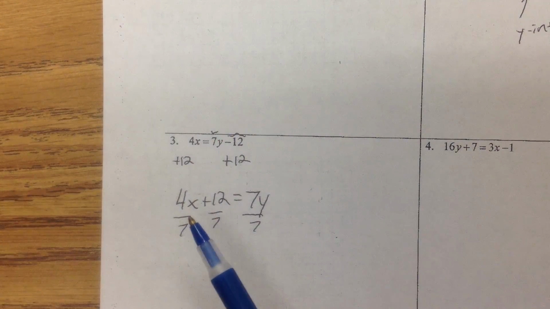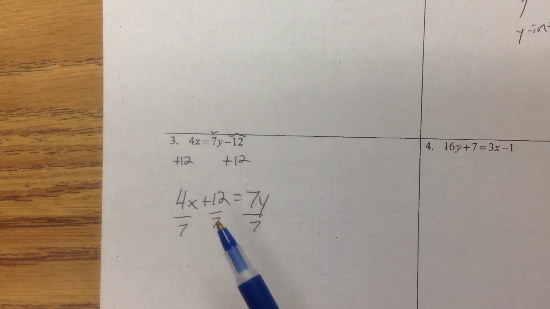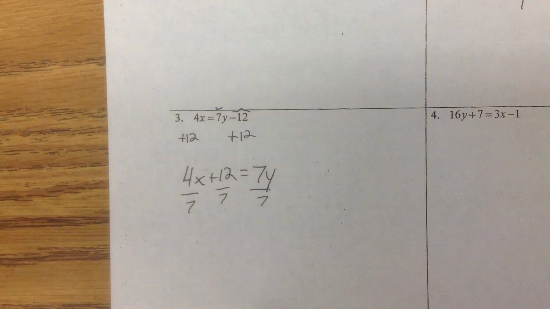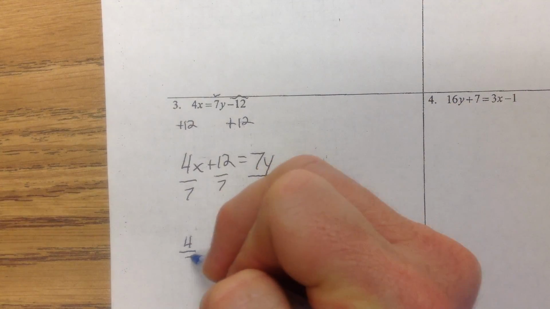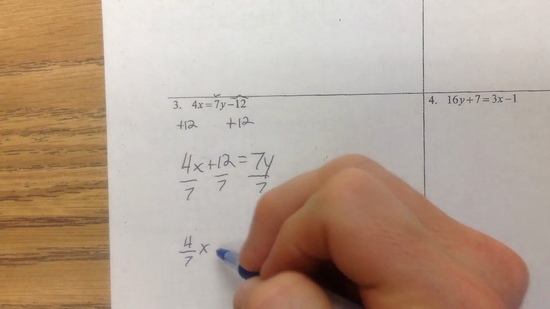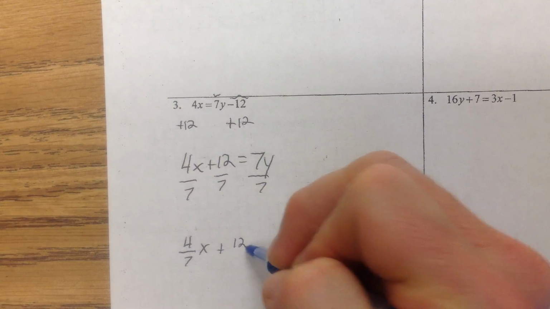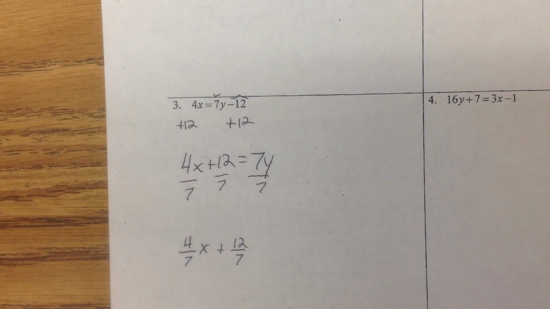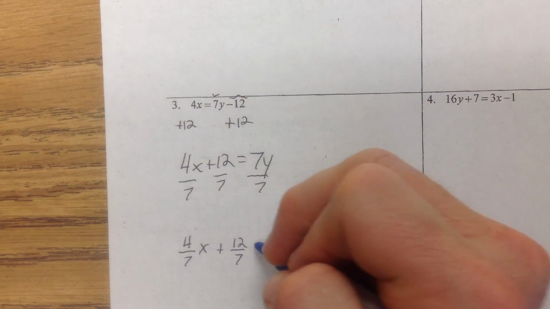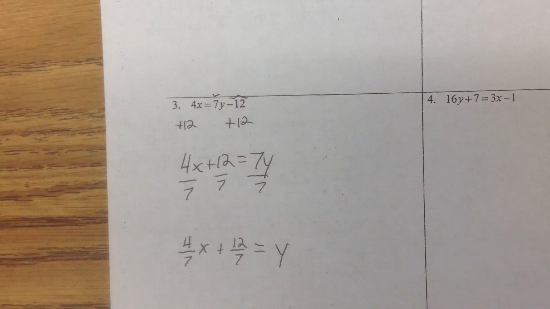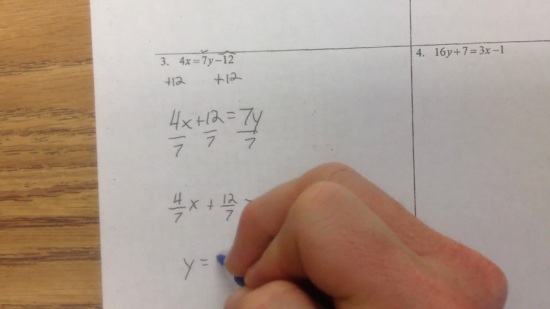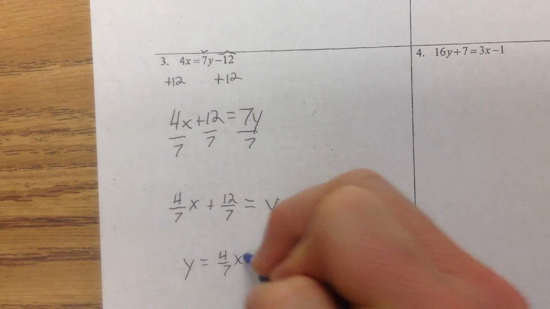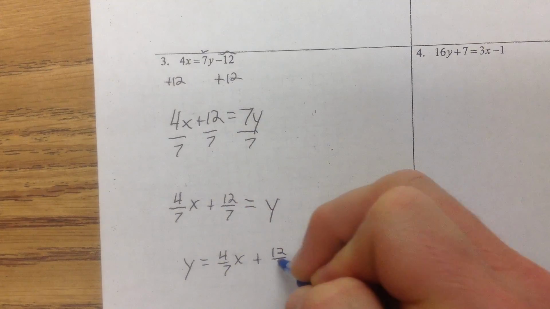Again, if you do these on your calculator, you're going to get ugly decimals. You can math frac them, or I'm just going to show you what they turn out to be as fractions. This one's going to be 4 over 7x plus 12 over 7. That's the fractional form of those, equals y. And if it really bothers you to have the y on the right-hand side, you can take that extra step and rewrite it as y equals 4/7 x plus 12 over 7.